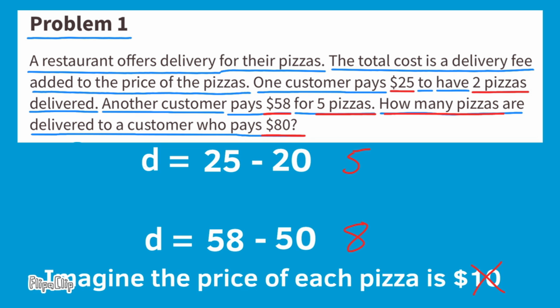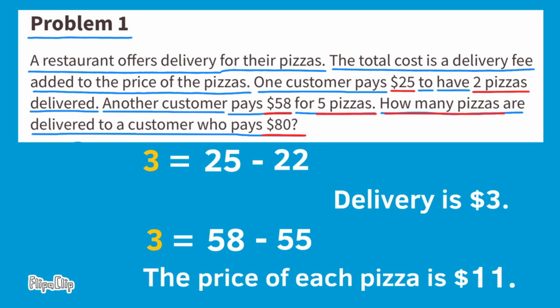So we know that the price of the pizza is not $10 because the delivery fee is the same every single time. So let's try $11 for the pizza. 2 pizzas times 11 is 22, and 5 pizzas times 11 is 55. So 25 minus 22 is 3, and 58 minus 55 is also 3. So we've figured it out. The delivery fee is $3, and the price of a single pizza is $11.